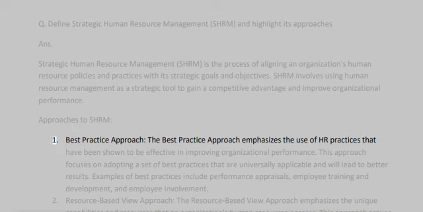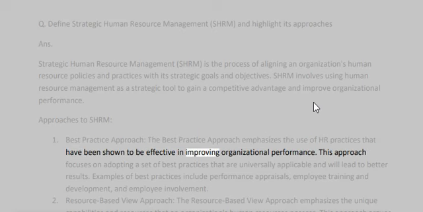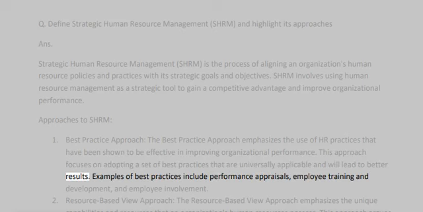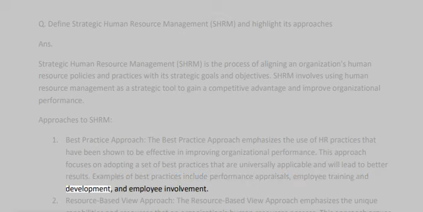1. Best practice approach. The best practice approach emphasizes the use of HR practices that have been shown to be effective in improving organizational performance. This approach focuses on adopting a set of best practices that are universally applicable and will lead to better results. Examples of best practices include performance appraisals, employee training and development, and employee involvement.